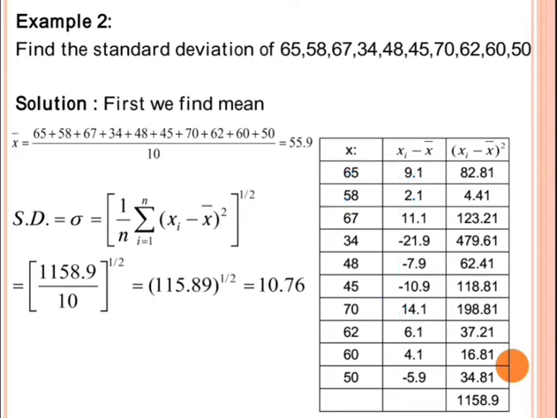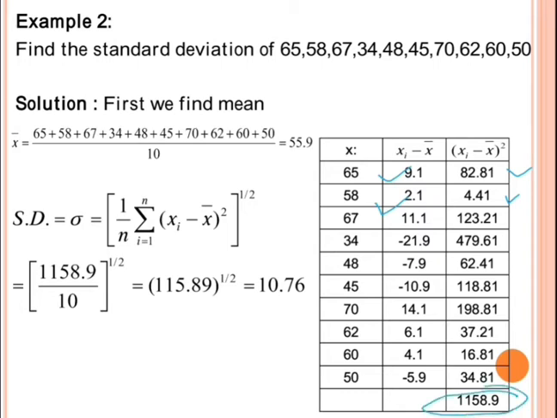Next we will square all these terms. Square of 9.1 is 82.81. Square of 2.1 is 4.41. Similarly, we will square all the values and at last we will do the total.